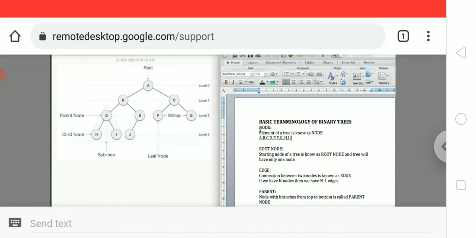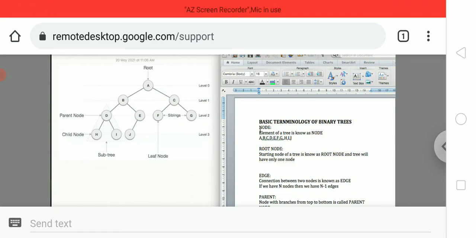Then what is root node? This thing also we already discussed. So the topmost node is called as root node. That means A only. So edges. We already discussed this thing also.